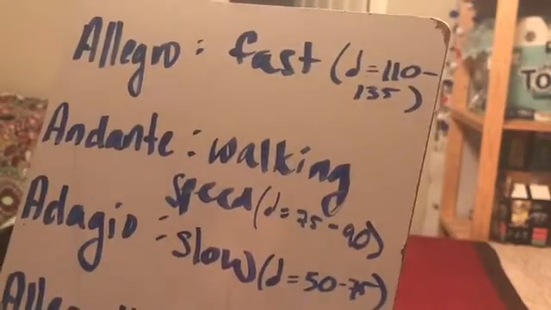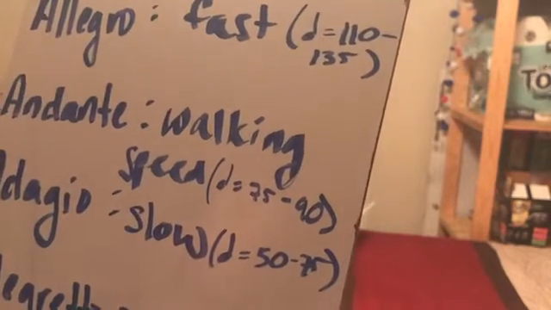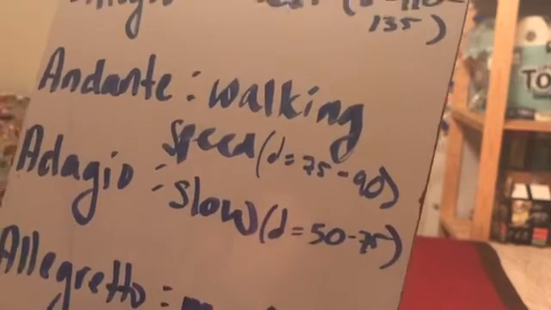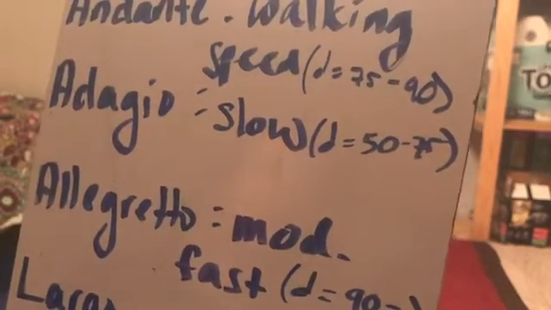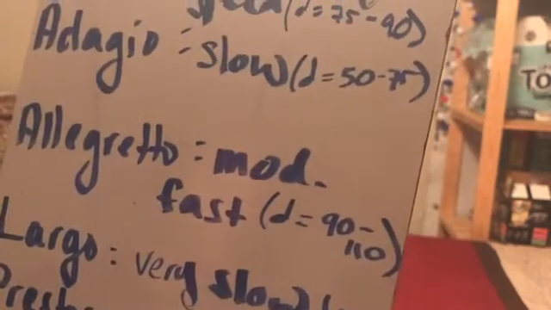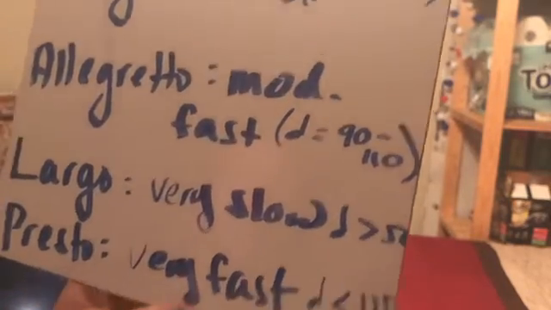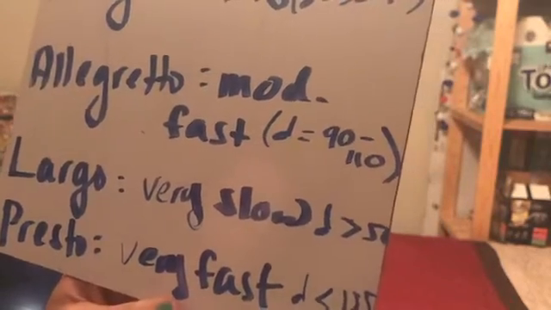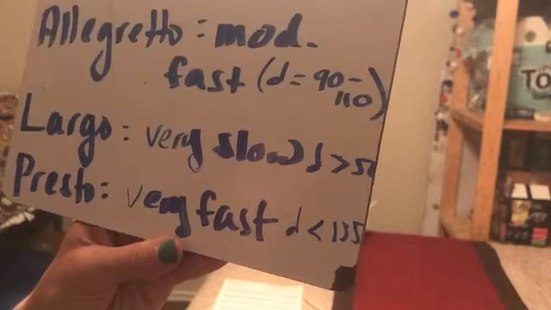Allegro, meaning fast, with a beat per minute range of 110 to 135. Andante is walking speed, where your quarter note is ranging between 75 and 90. Adagio, slow, and your range is anywhere from 50 to 75. Allegretto is moderately fast, so your quarter note is between 90 and 110 beats per minute. Largo is very slow, which is going to be anything lower than 50 beats per minute. And Presto is very fast, where the quarter note is anything above 135.